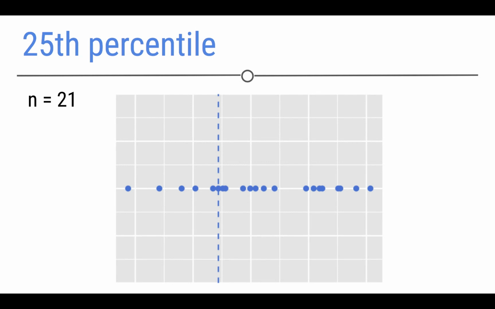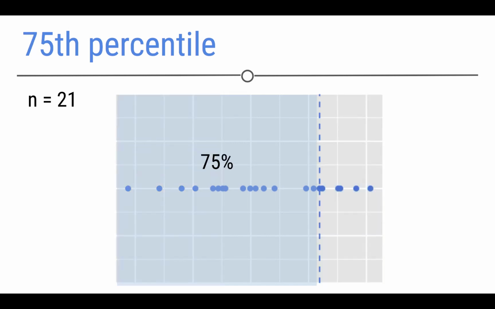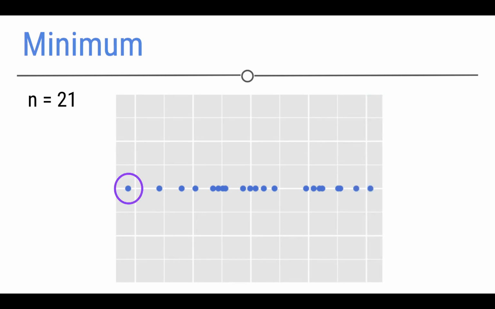The 25th percentile is the point that splits the data such that 25% fall below that point and 75% fall above it. And similarly, the 75th percentile is the point that splits the data such that 75% fall below the point and 25% fall above it. And that region from the 25th percentile to the 75th percentile that we discussed is the interquartile range. And then the minimum is just exactly as you would expect. It's the smallest point. The maximum is the largest point.